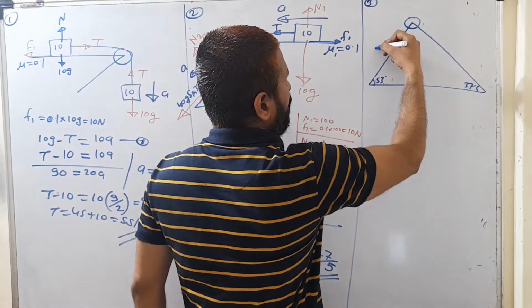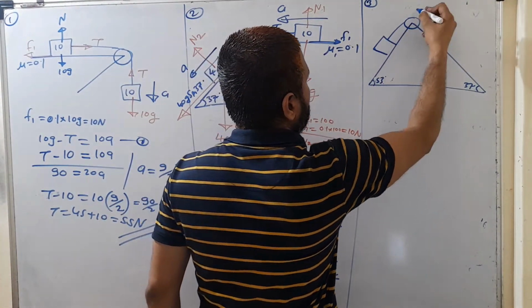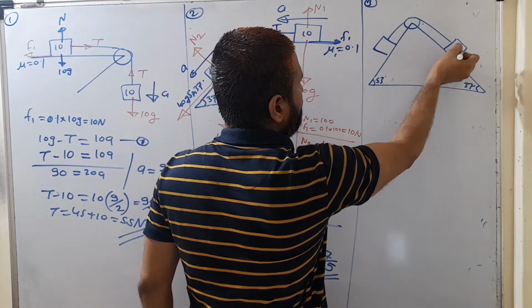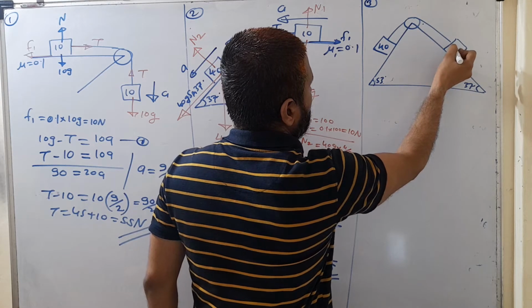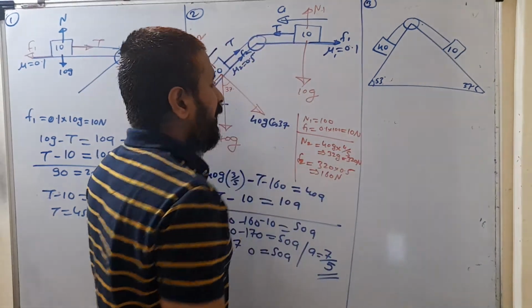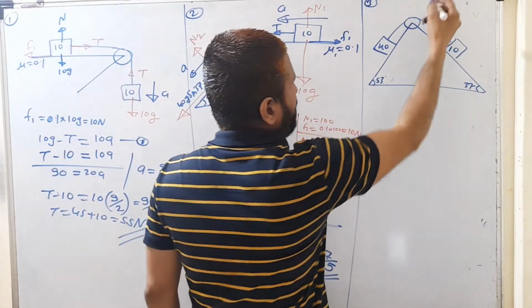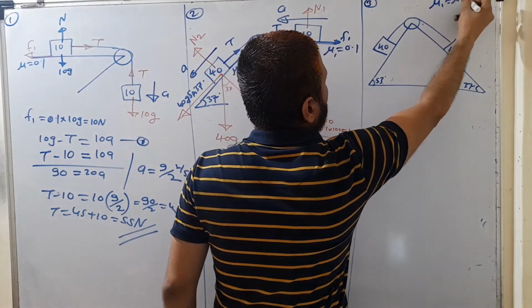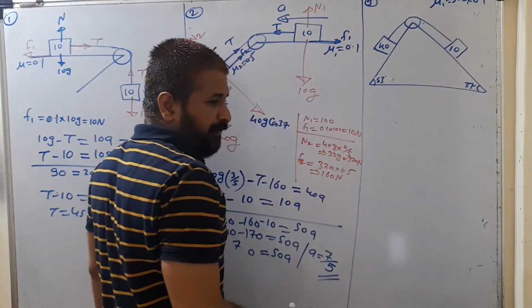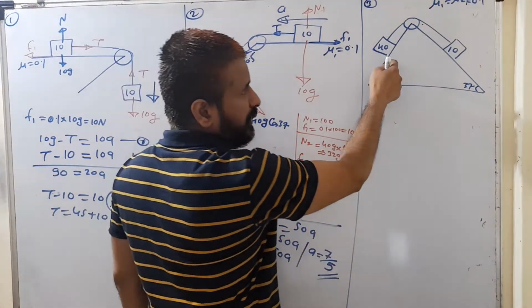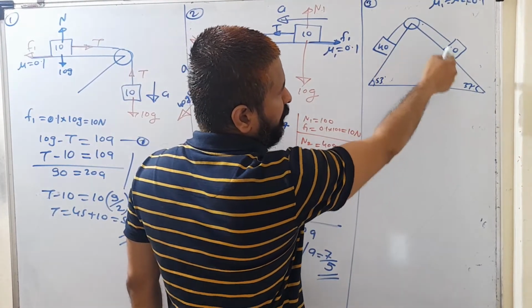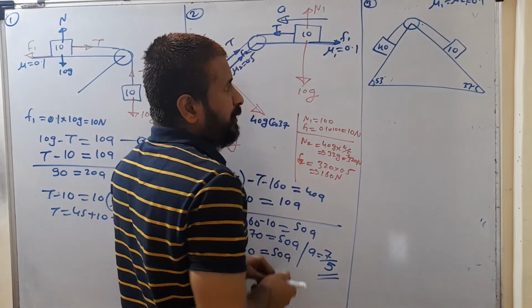Here there is a pulley. One block is here, another block is here. This block is of mass 40 and this block is of mass 10. And the frictional coefficient for both the surfaces, mu1 is equal to mu2, which is 0.1. I take the frictional coefficient as 0.1 for both the surfaces. So for this surface also the frictional coefficient is 0.1, and for this surface also it is 0.1.